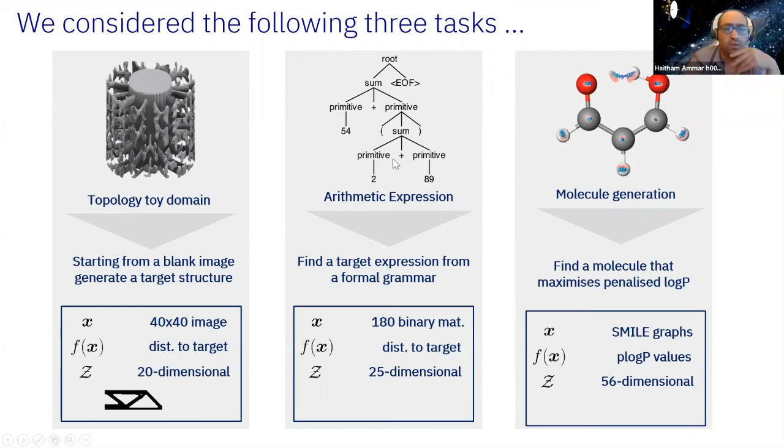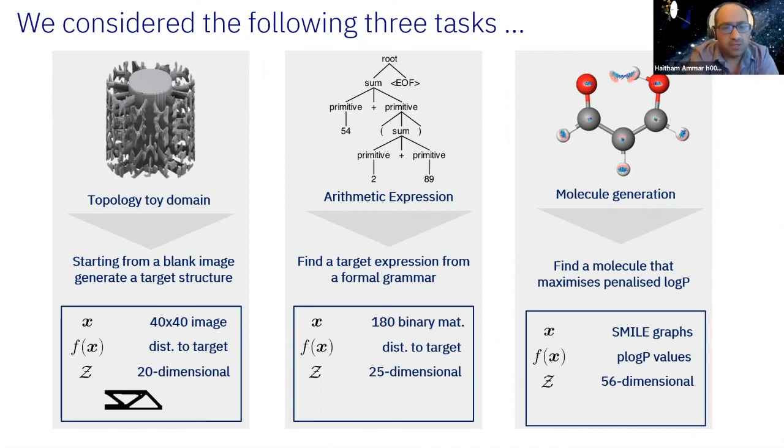In the second experiment, we worked with arithmetic expressions. Here, you would like to generate an equation. Now, to represent this equation, there's a formal grammar that represents this equation. And therefore, x here becomes 180 dimensional values. And now your function f of x is the distance to that equation, and z is 25 dimensions. And maybe the most exciting setting is this molecule generation setting. So here we have SMILES graphs, which are representative of molecules. So now we search over the space of molecules, or SMILES graphs. The property is called penalized log P, which is given to us from a simulator.